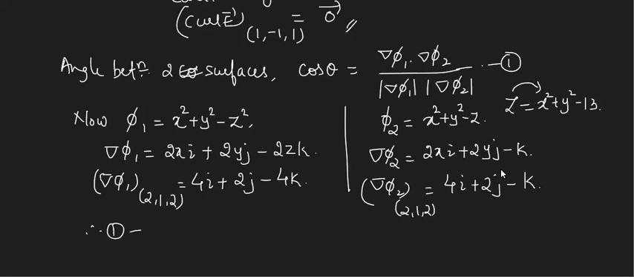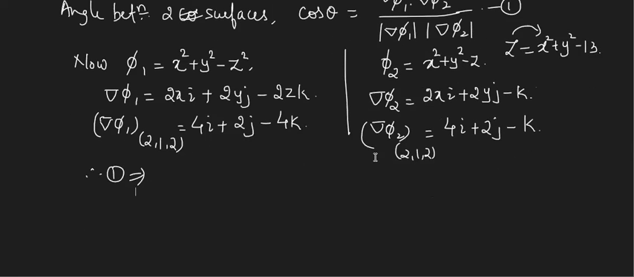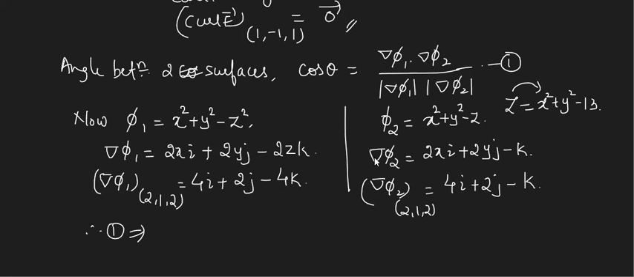Let us substitute in equation 1. I'm repeating, I'm not writing all the steps, but when you write in the exam, all steps should be written. To cover maximum examples, I'm writing a little shorter, because this concept is already dealt with and completed. Cos theta, the numerator is del phi 1 dot del phi 2, isn't it? Dot product of these two. How to get the dot product? Multiply the i, j, k coefficients. 4 4s are 16, 2 2s are 4, minus 4 into minus 1.